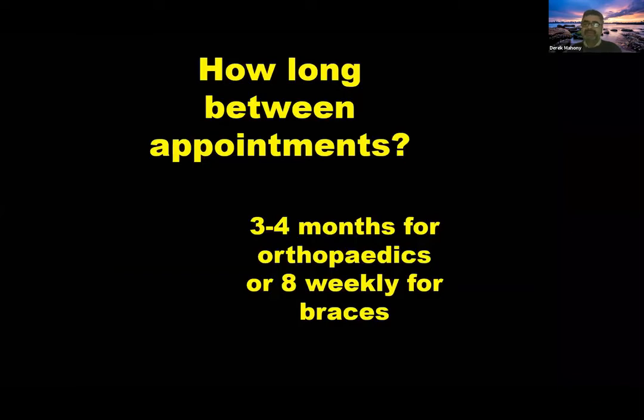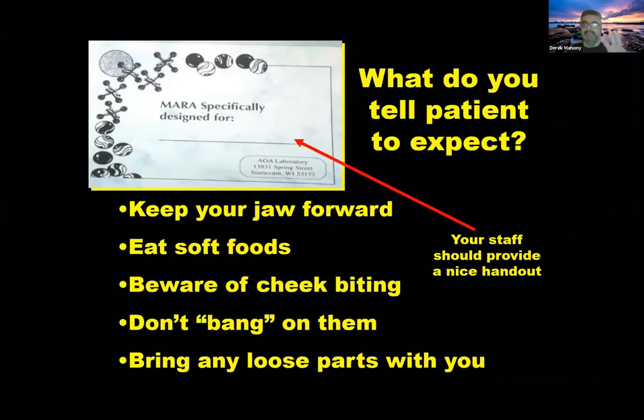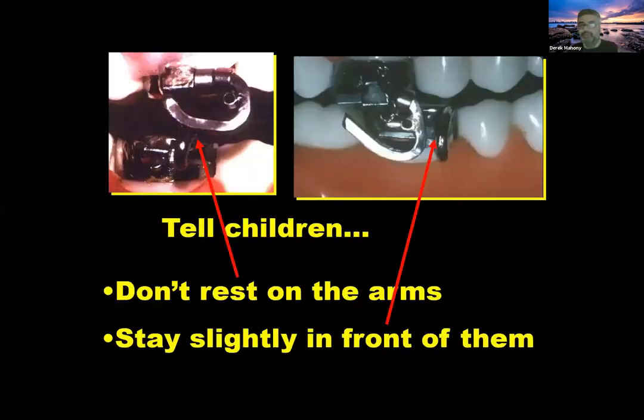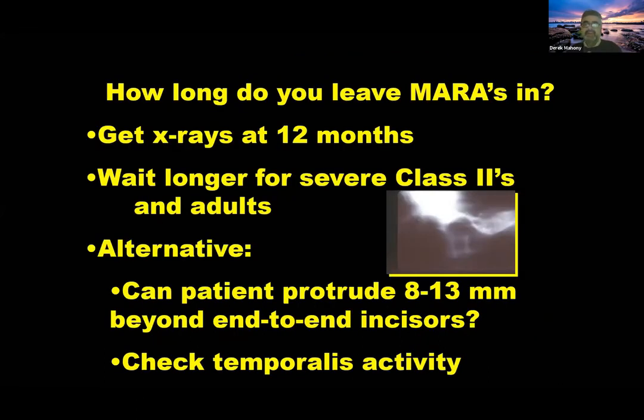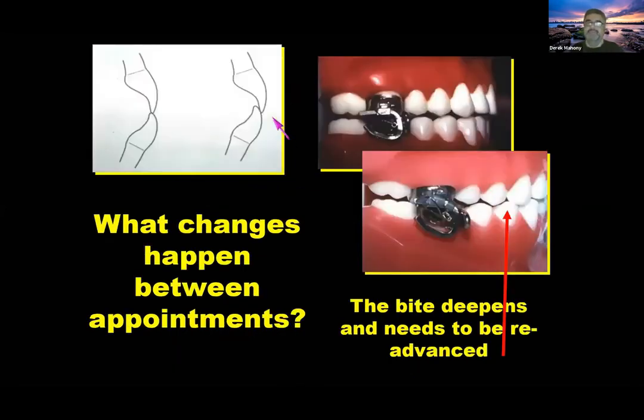Normally I see these patients 8 weekly. I give them a booklet that explains to them what to expect in the first few days and what not to do. Children in particular tend to play on those arms, and I want them to stay slightly in front of those. I don't get x-rays like I used to check joint fossa remodeling. I just look at the muscle thing, but normally 12 to 14 months.